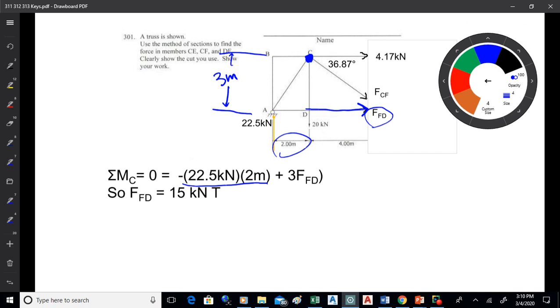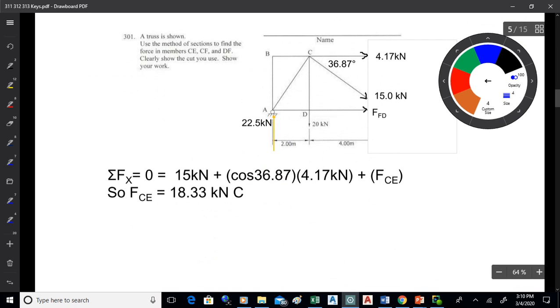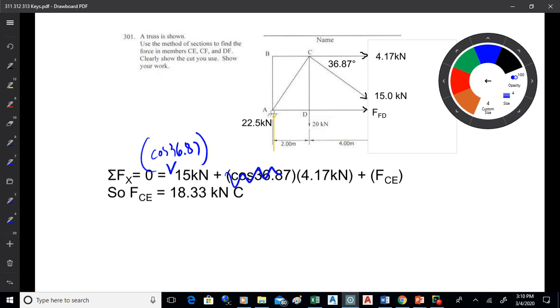And the last one there, you've got 2 of the 3. Okay. So the last one then requires you just to go sum of Fx, and you could solve for FFD. You would have, and I got an error on this, a typo, I'm afraid, so let's get that fixed. It would be cosine 36.87 would precede the 15. That goes in there. That will go away. And then plus 4.17. And that would then get you FCE.